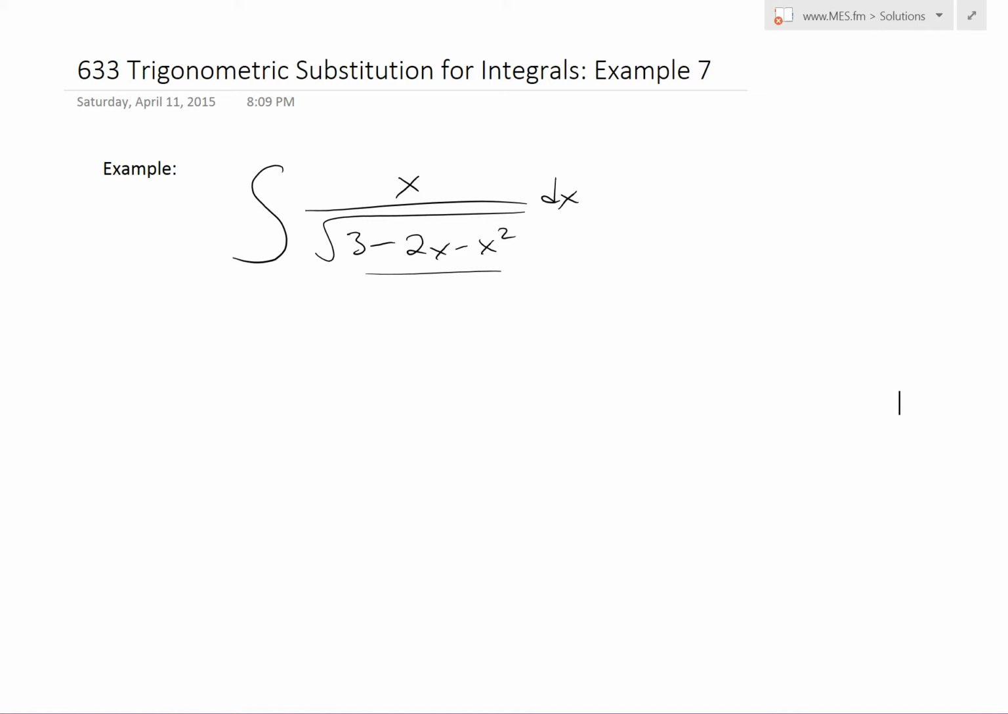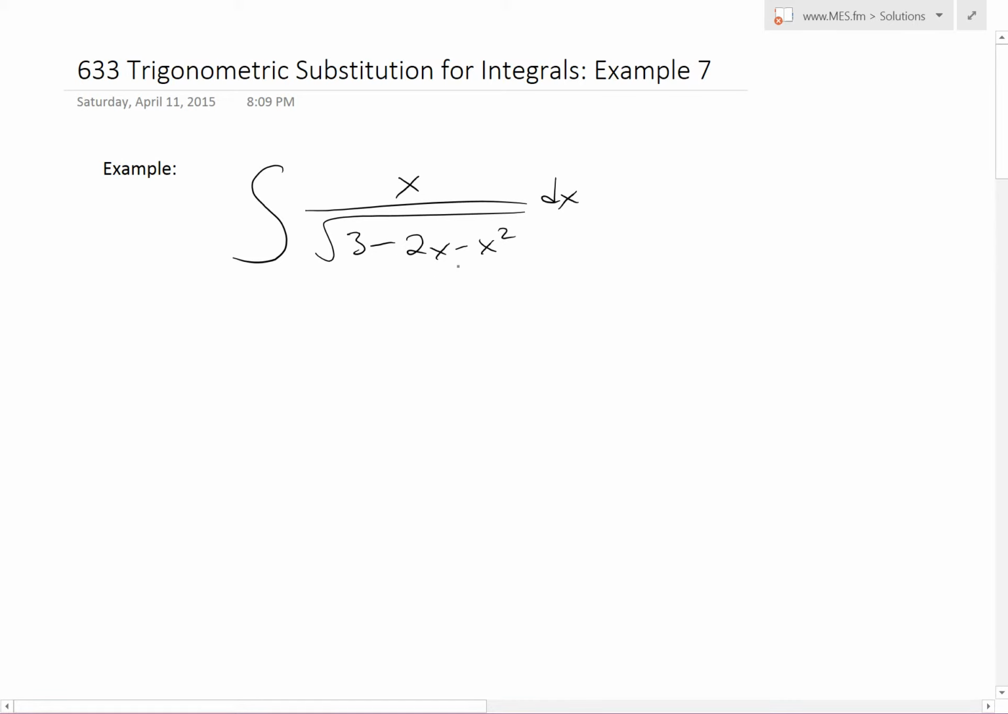Time to discuss further into trigonometric substitution for integrals, and now look at example 7 of the example series and solve this example, which is find the integral of x divided by square root of 3 minus 2x minus x squared dx. So in this example, it seems pretty complicated, and it's not straightforward how we could use trig substitution because it doesn't look like the form we're used to.